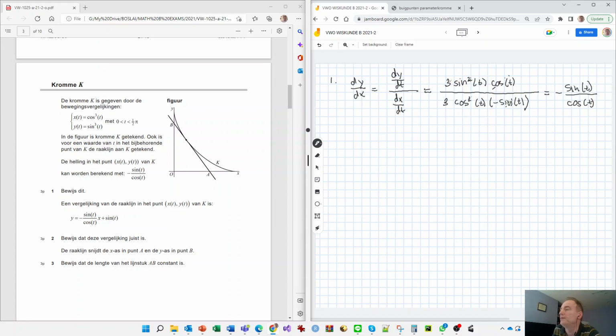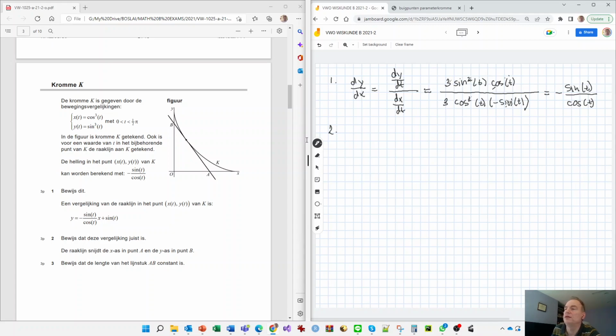Question 2. They give this equation of the tangent in a certain point, and prove that this is correct. Okay, well, we know the derivative here, so we know the slope. And now we just have to prove that this point is on the curve.